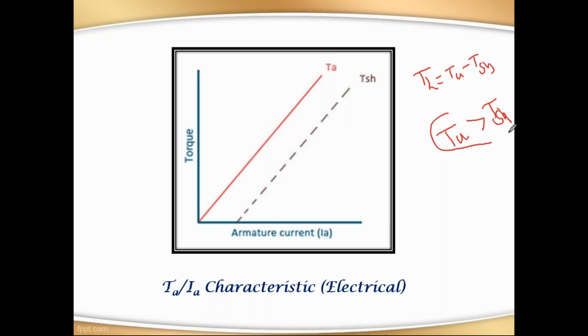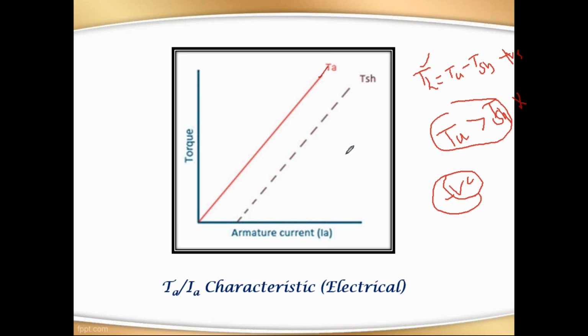ఎప్పుడైతే ఈ కండిషన్ అనేది ఒబే అవుతుందో then you will get that TL is a positive value. ఒకవేళ ఇది కండిషన్ సాటిస్ఫై చేయకుంటే you will get the negative value. సో అప్పుడు మనకు మోటార్ అనేది వర్క్ అవ్వదు. సో the armature torque is always greater than the shaft torque.